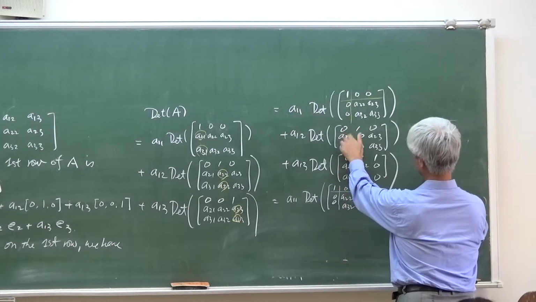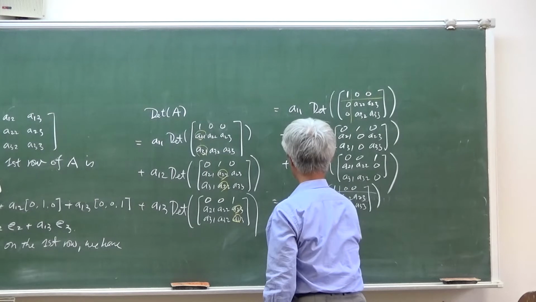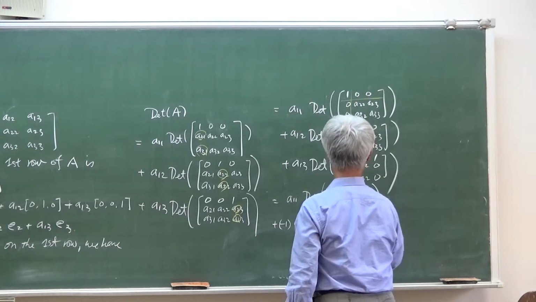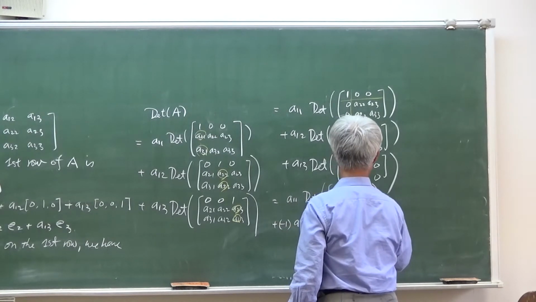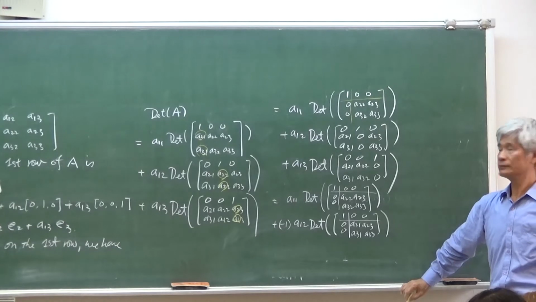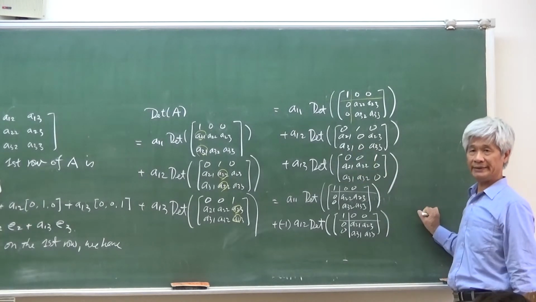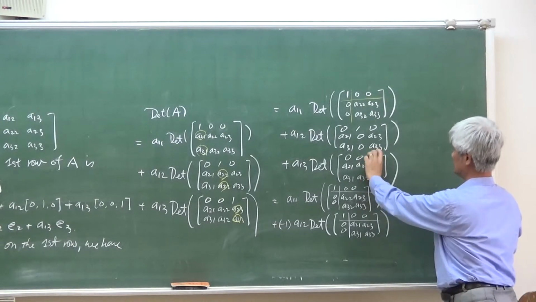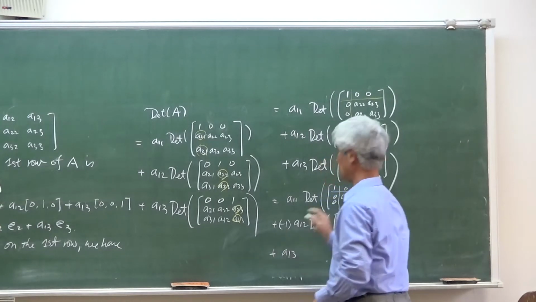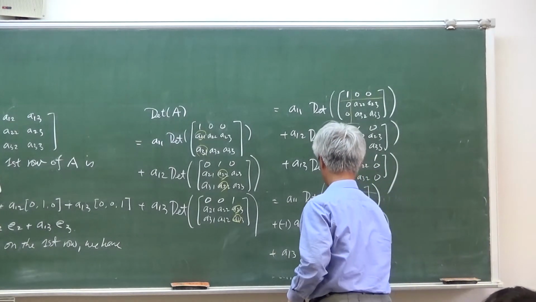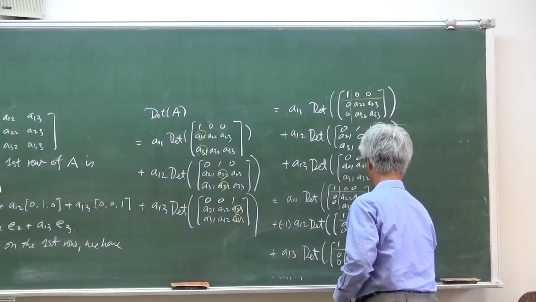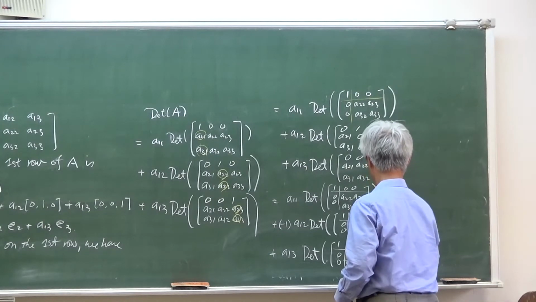Now, because I will change the first and the second row, this becomes minus 1, A12, determinant, 1, 0, 0, 0, and this is A21, A23, and this is A31, A33. And how about this one? I have to change twice, right? First of all, I change the second and third row, and then I change the first and second row. But twice. And when I do it twice, I will not change the sign. And so this is... And now it's A31, A32. Okay.